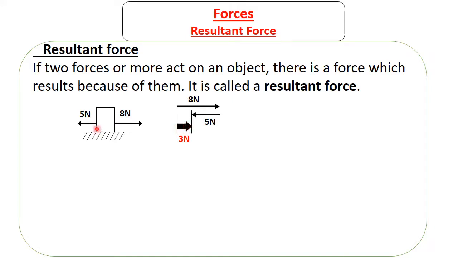So this shows that this object is going to go this direction because the resultant force is pointing to the right, and the magnitude of the resultant force is 3 newtons. This direction is right.